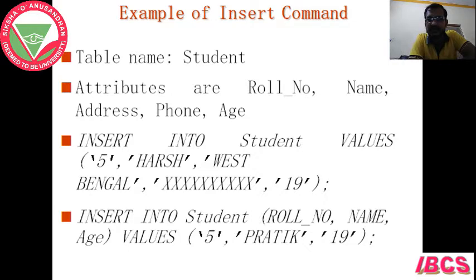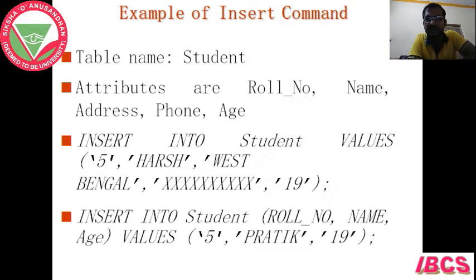So here, for example, we have a relation called student, which has the attributes roll number, name, address, phone number, and age. So we have to insert a record into this table. So the command will be insert into student values 5, Harsh, West Bengal, the phone number, and 19, as it is shown in the slide.